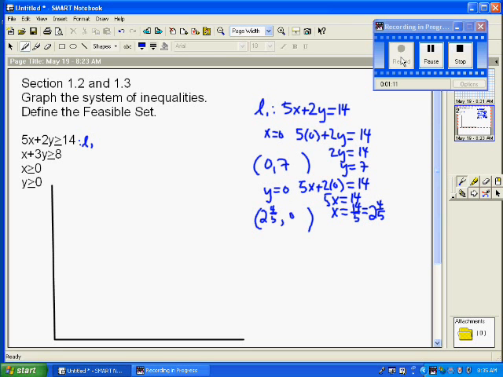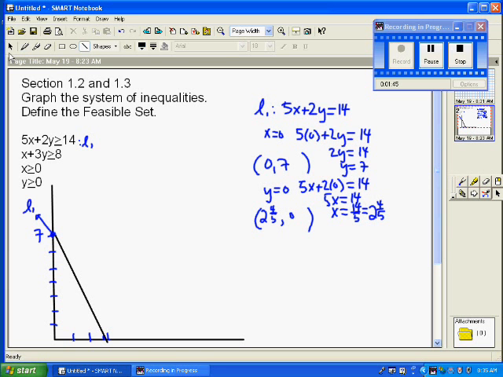I'll come over here, I'll count up 7. 1, 2, 3, 4, 5, 6, 7. I'm going to go ahead and label that as one of my points. Down here, 2 4/5 will be about right here. So then I can go ahead and connect these that way. Now I also want to go ahead and make sure that I label this as line number 1.